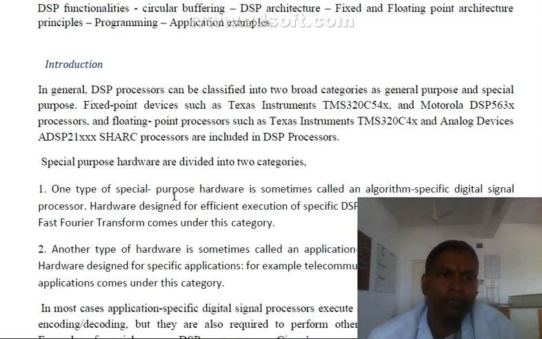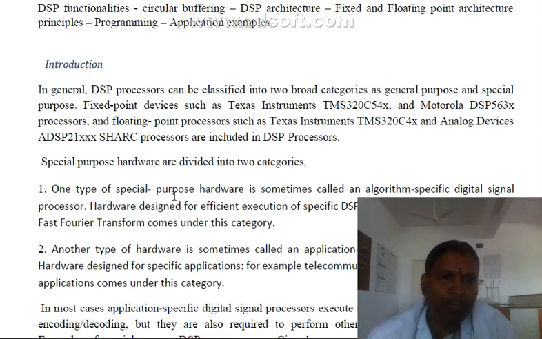Here these are some of the processors we have in the two broader categories, general purpose and special purpose. In the general purpose and the special purpose we have considered a fixed point representation and a floating point representation. Fixed point means 320C54X, and floating point representation processor means TMS320C4X processors.